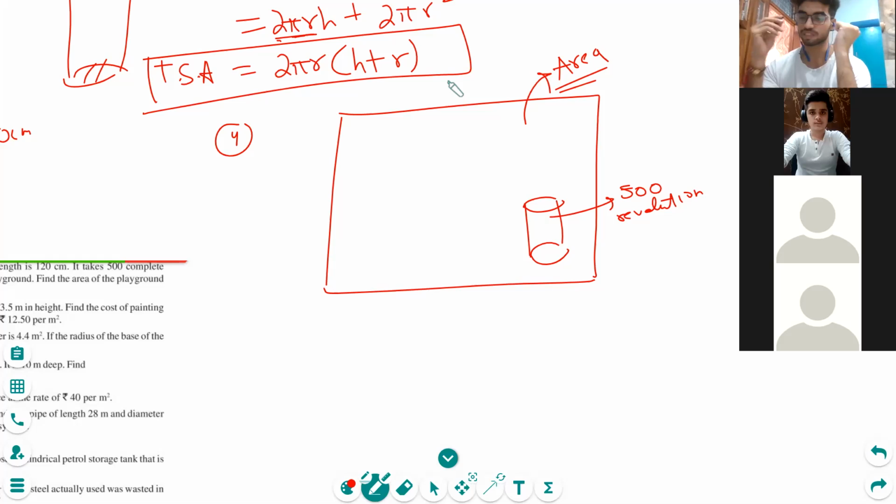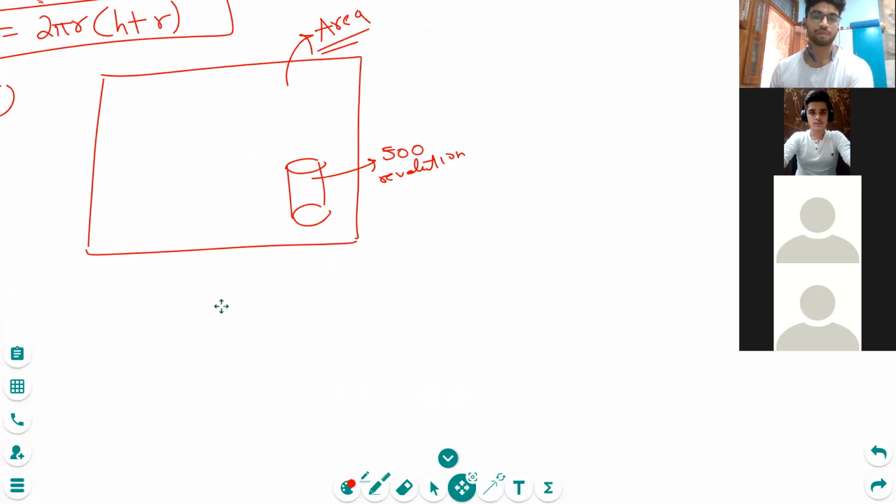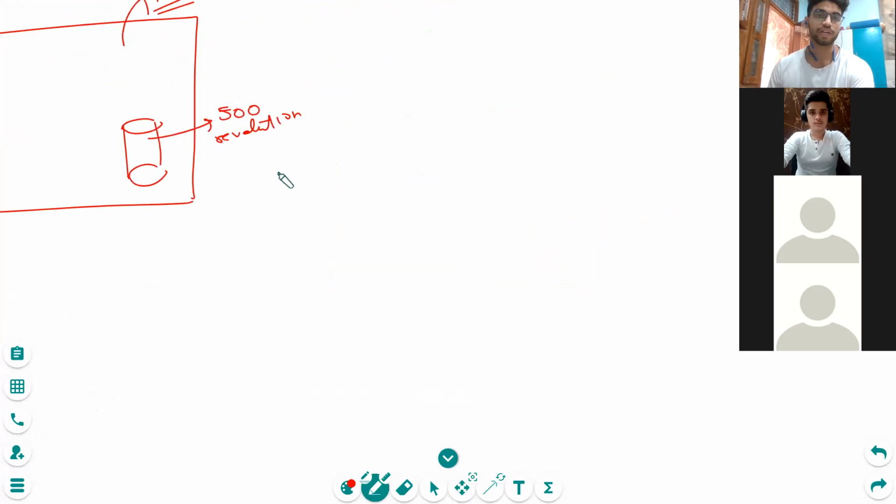So the distance covered by a roller in one revolution is 2 pi RH. You need to understand this for eternity. I'm writing a statement here for now. We just concluded that the distance covered in one revolution is 2 pi RH. It's the curved surface area.